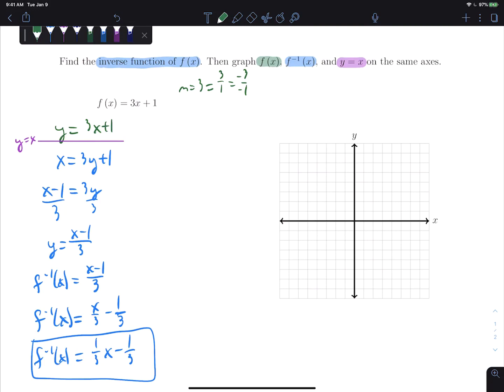So 0, 1 is the y-intercept. And then we use the slope, 3 over 1. Rise over run, up 3, right 1. Or down 3, left 1. Down 3, left 1. And then connect all of this with a trusty straight edge. There you go. That is the line of f of x. That is the graph of f of x.